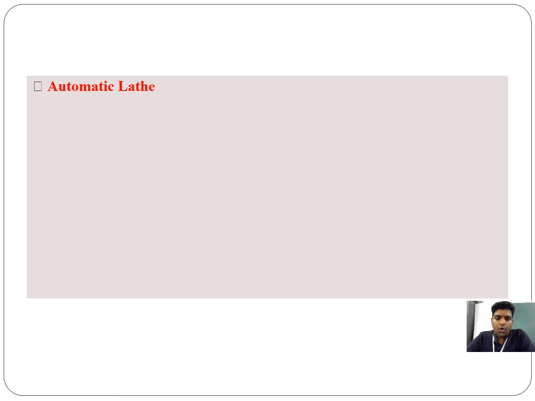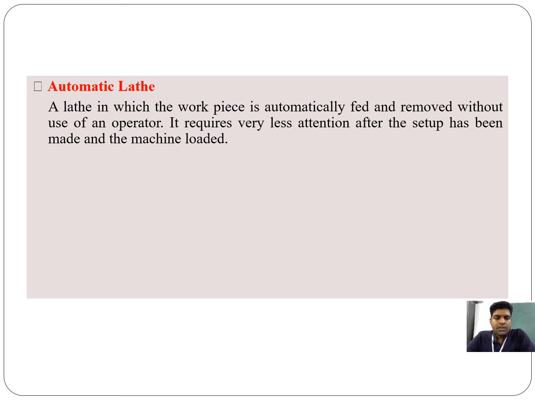Next one is the automatic lathe. In an automatic lathe, the workpiece is automatically fed and removed without the use of an operator. It requires very little attention after the setup has been made and the machine loaded. As the whole operation is automatic, there is less requirement of a human. Next one is the turret lathe.